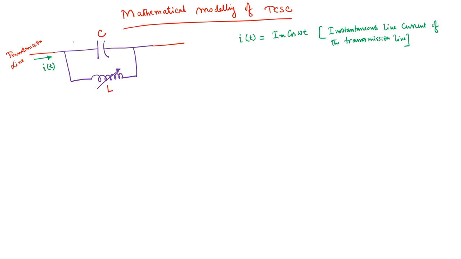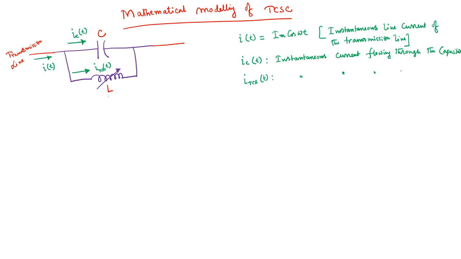Okay. Now, suppose the current flowing through this capacitor is represented by I of C T. So, I of C T is the instantaneous current flowing through the capacitor, okay. And suppose the current flowing through this reactor having this inductance L is represented by I TCR t. So, here this I TCR t represents the instantaneous current flowing through the TCR.